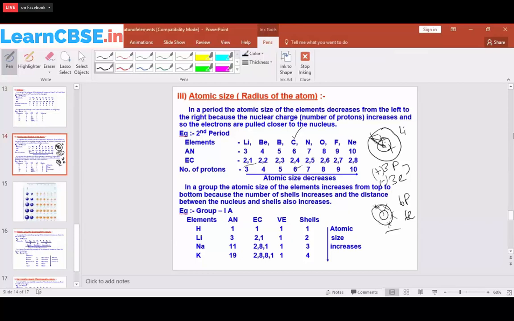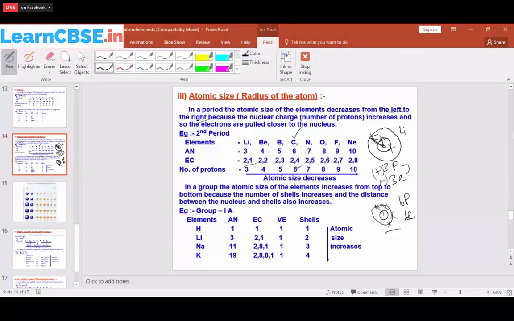Because of the force, it is pulling the electrons towards itself. The protons have attraction, so when 6 protons are attracting the 6 electrons, it will shrink. So the atomic size will decrease. That's why the atomic size decreases when we are moving from left to right in the periodic table, because there will be more force acting from the nuclear charge. But the shells are not increasing. If the shells were increasing, the distance would increase.